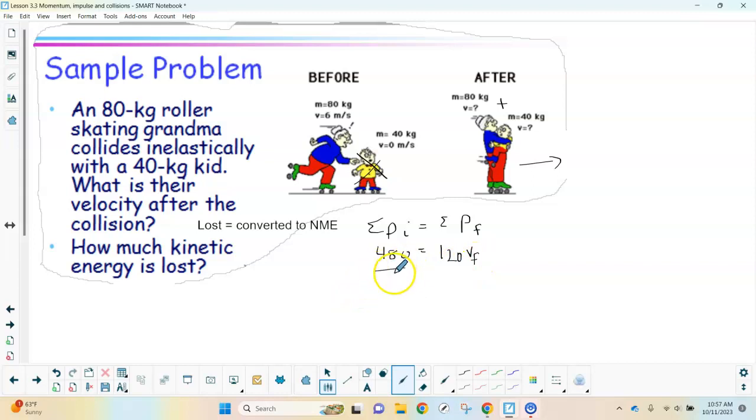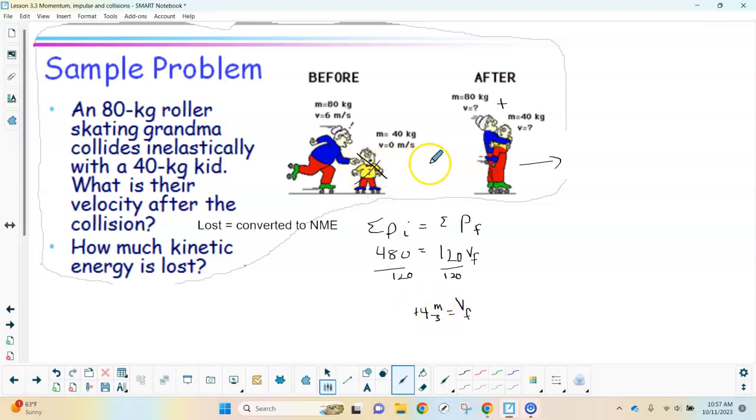And then you divide through, just like we did in previous problems, by the mass to get the velocity. So the final velocity of them together is positive 4 meters per second. And that should make sense, right?